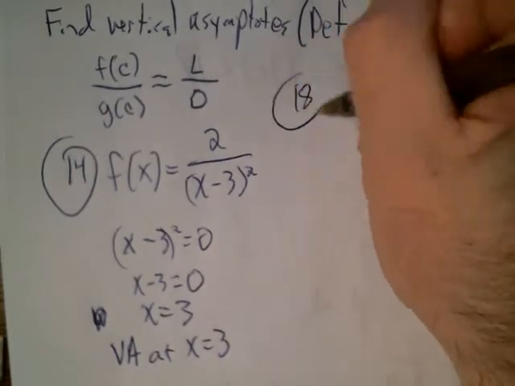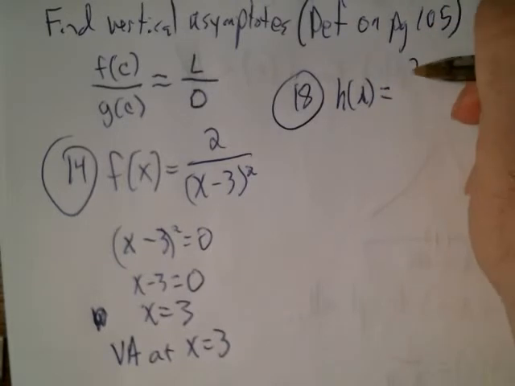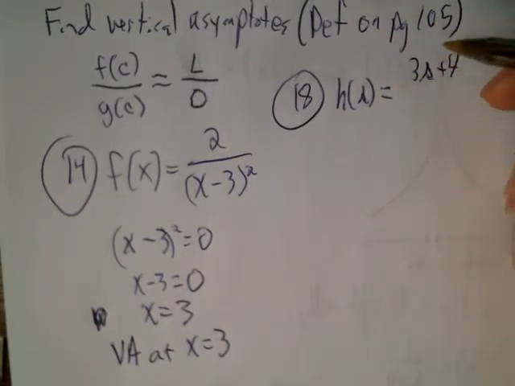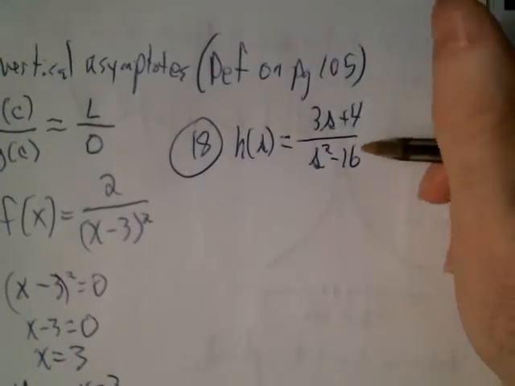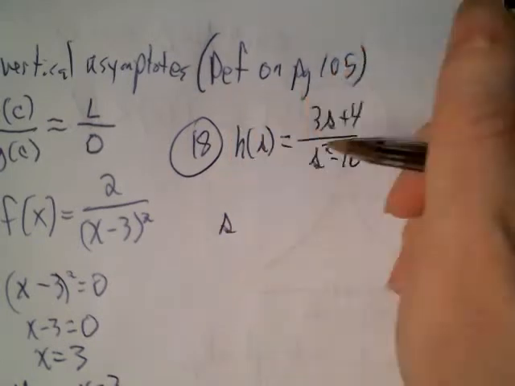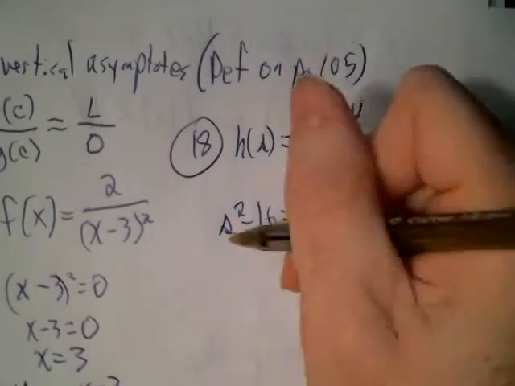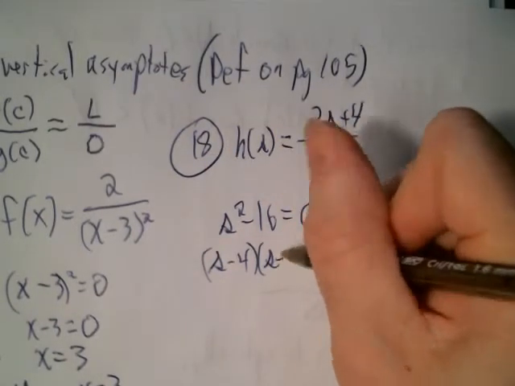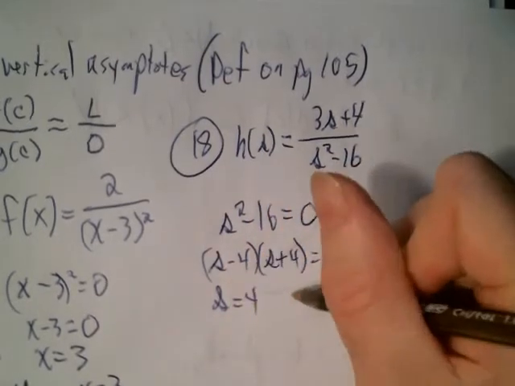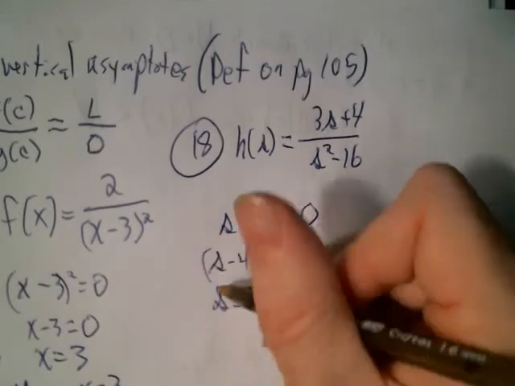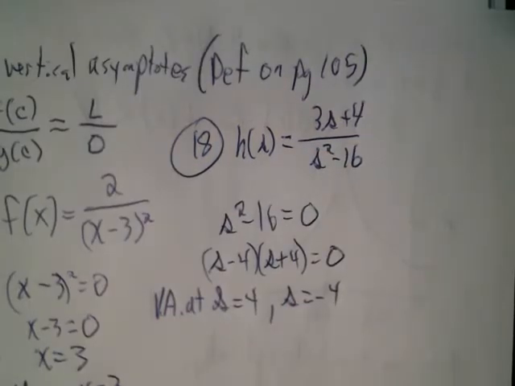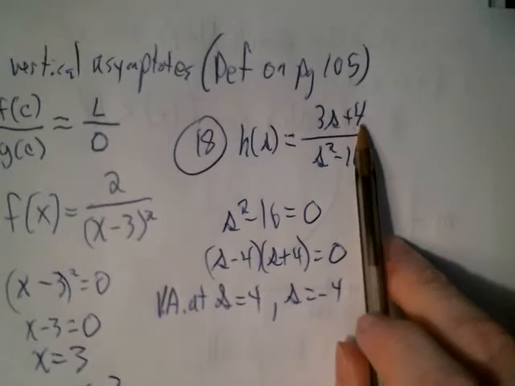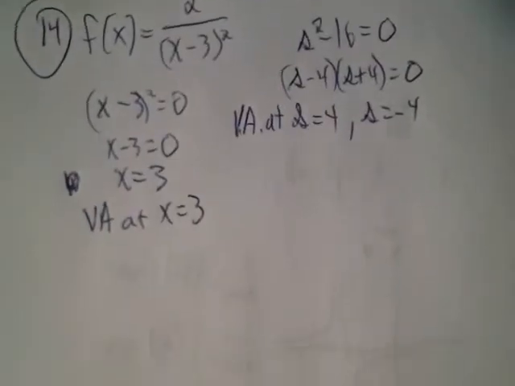Let's look at 18. So we have h of s equals 3s plus 4 all over s squared minus 16. We could factor the denominator and, well, just set it equal to 0. Right, let's just cut to the chase. And then we could factor: s minus 4 times s plus 4 is 0. And then, of course, s is 4 and s is negative 4 are our vertical asymptotes. Okay, we want to be a little careful that the numerator is not simultaneously equal to 0, because in those cases it won't have an asymptote.